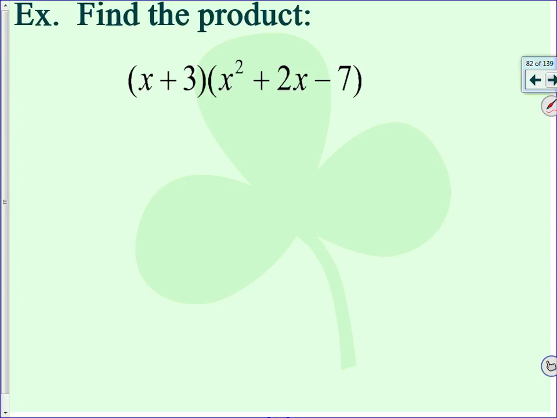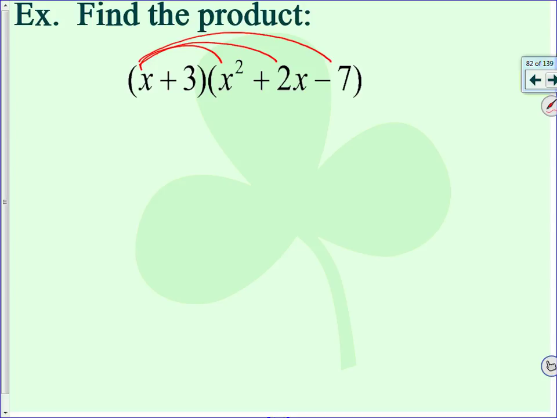So now we have a binomial times a trinomial. So Brendan, first thing we're going to do is distribute the x. Now, we have a binomial and a trinomial. I always like to have whatever has fewer terms in front, because my brain handles that a little better. So I'm going to distribute the x times this whole trinomial.